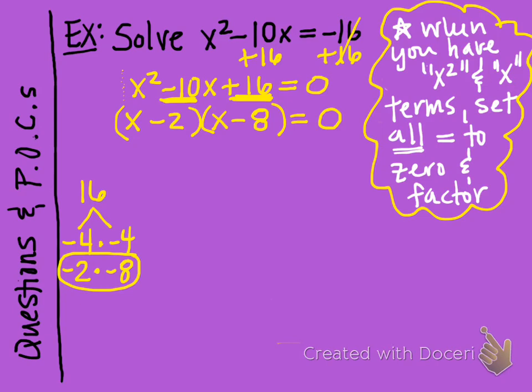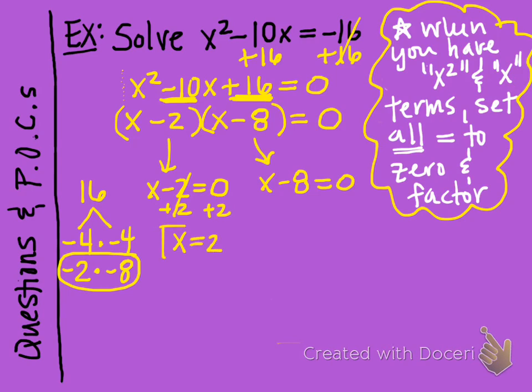Now, each of these binomials, I'm going to split off into little mini equations. I'm going to set each of them equal to 0. And then I've got 2 little tiny equations to solve. The one on the left I'll solve by adding 2 to both sides. So x is positive 2. There's one solution. On the right equation, I'm going to add 8 to both sides to isolate my x. x equals positive 8. So here are my 2 solutions.